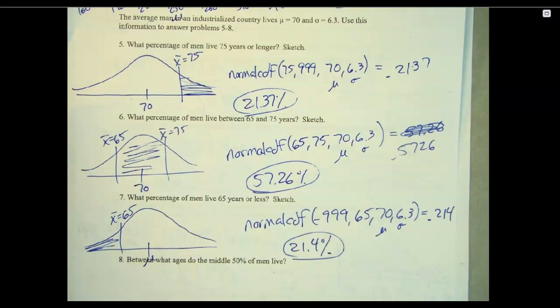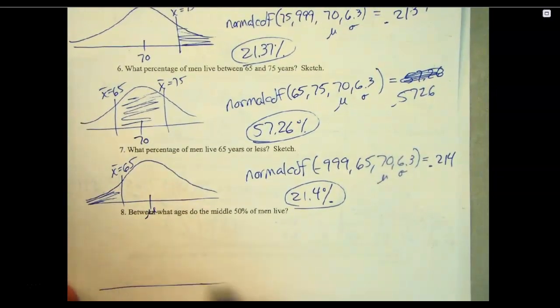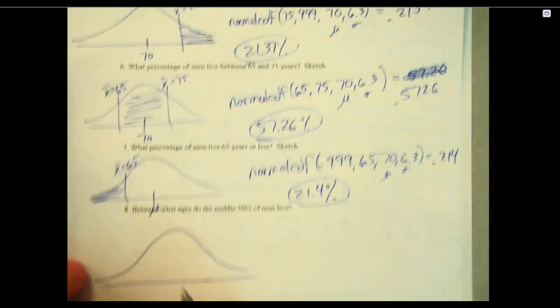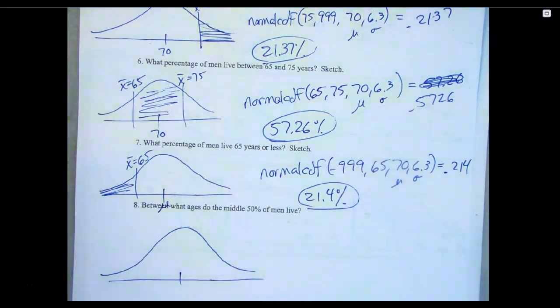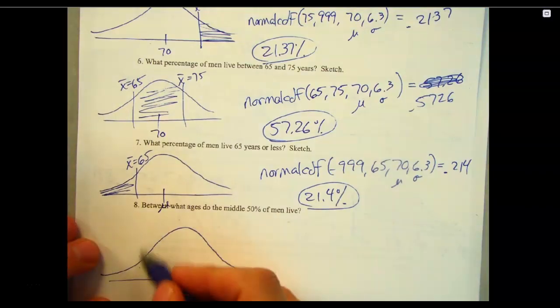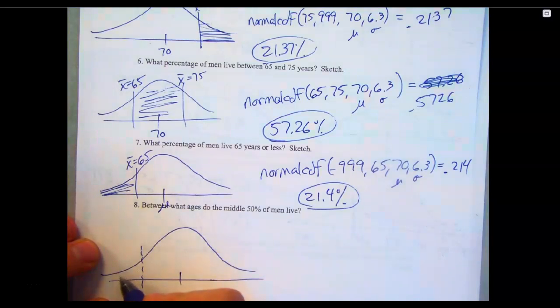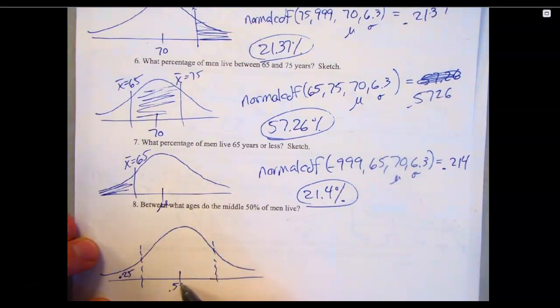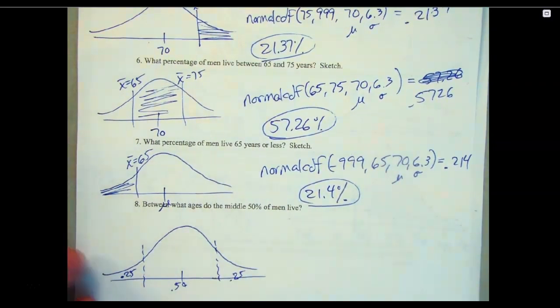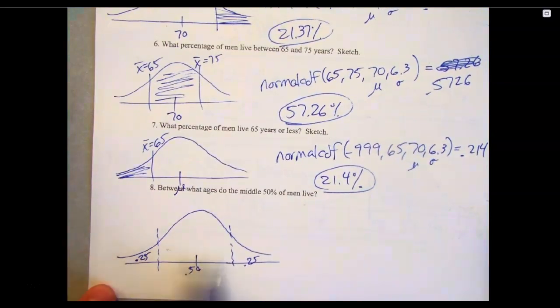So eight's a little different. Middle 50% of men's ages. So that's the IQR basically, right? If I want the middle 50%, that's going to be between 25% and 75%. Does that make sense? It wouldn't be between 10 and 60. That's not the middle. It wouldn't be between 40 and 90. That's not the middle. You want the middle 50 would be like 25% each way from the middle. So over here, we want 25%, and we want 50% in the middle, and 25% over here. So I'm getting the middle 50%, which would leave 25% on each side.